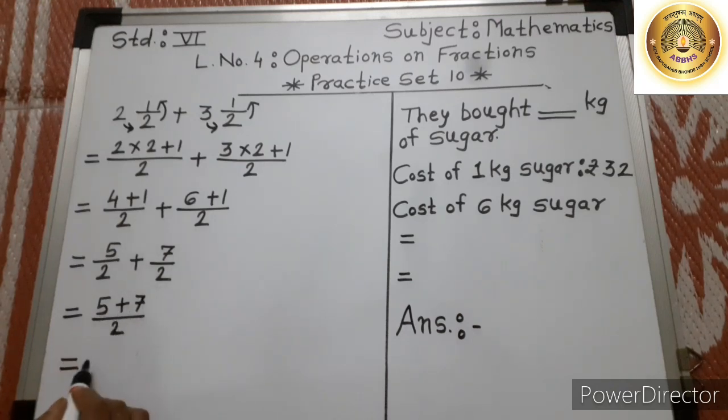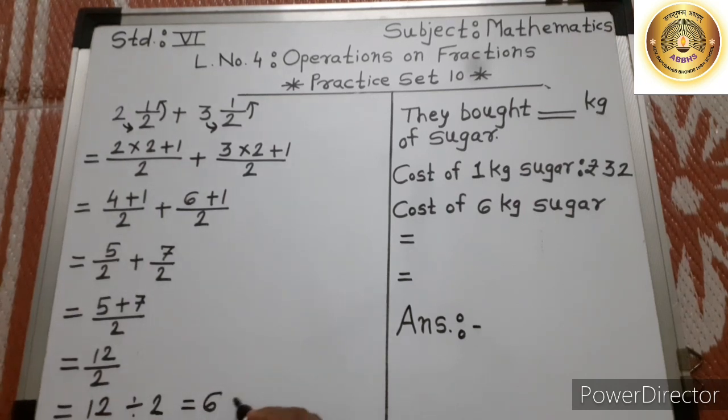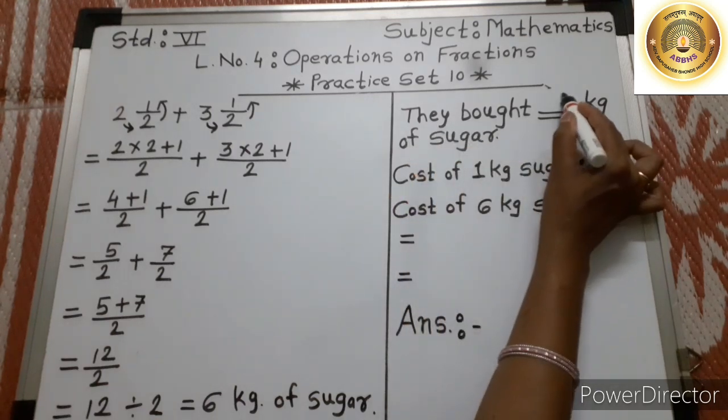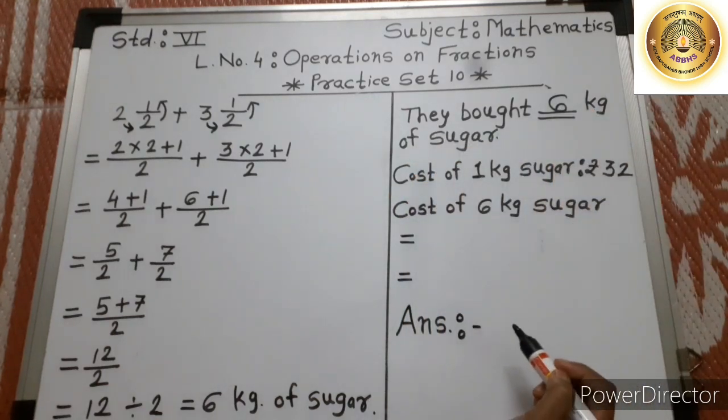5 plus 7, 12 upon 2. So 12 upon 2 or 12 divided by 2. 12 divided by 2, 6. So students, 6 kg of sugar. They bought 6 kg of sugar.